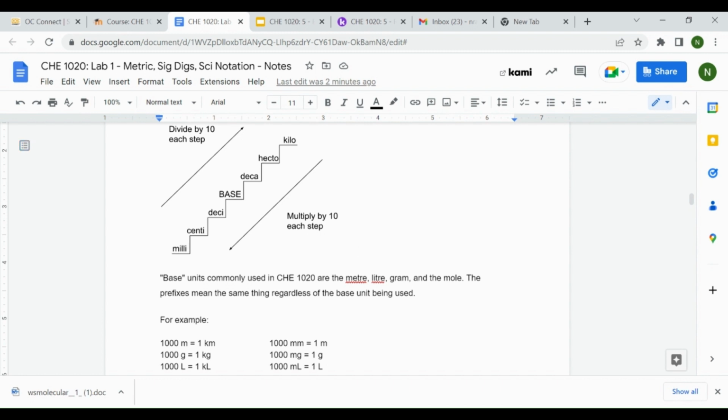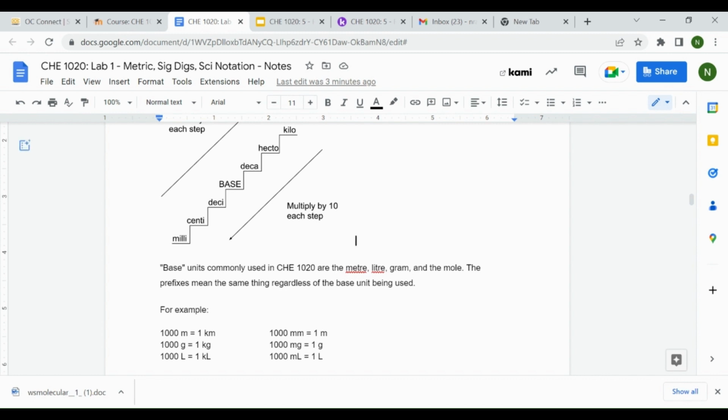So from the base, 1 step up is deca, 2 steps up is hecto, 3 steps up is kilo. And that's what I want. I want to convert it to kilometers. So I would take that 1,000 and divide it by 10 3 times. So 1,000 divided by 10, divided by 10 again, divided by 10 again, and you'll end up with 1 kilometer.